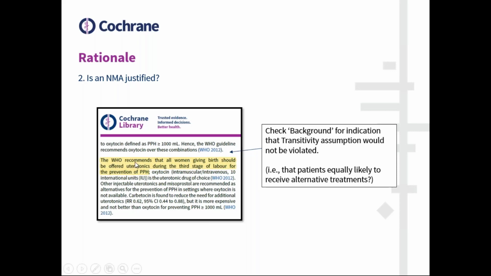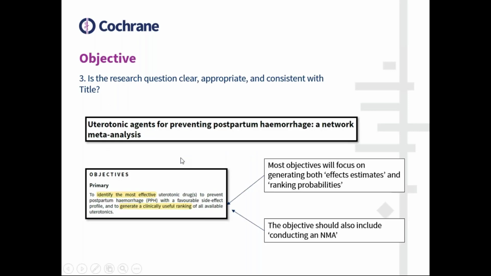So here it says the WHO recommends that all women giving birth should be offered uterotonics during the third stage of labour for the prevention of PPH. It's important that the objective states that a network meta-analysis will be undertaken.